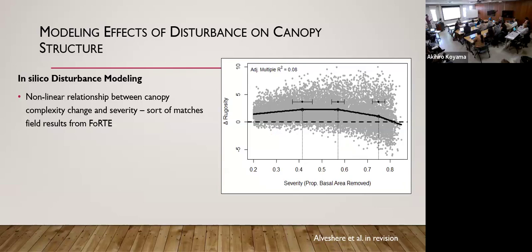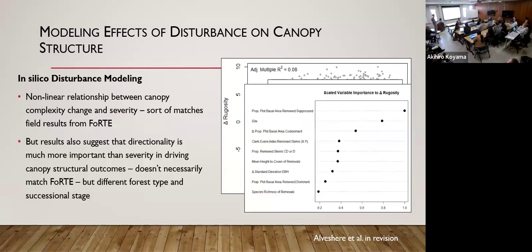But also it wasn't that strong of a predictor. You'd think severity would be a strong predictor of complexity outcomes, but that's not what we found. What we found instead was that the directionality of the disturbance was the primary driver of the structural outcomes. So whether it was a top-down versus bottom-up treatment was really what mattered. The proportion of basal area removed that was suppressed, or the proportion of basal area that was codominant, were the strongest predictors from a random forest model predicting the outcomes.